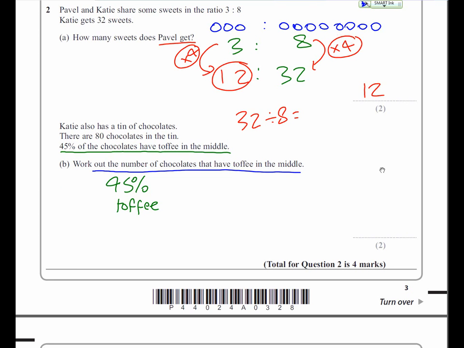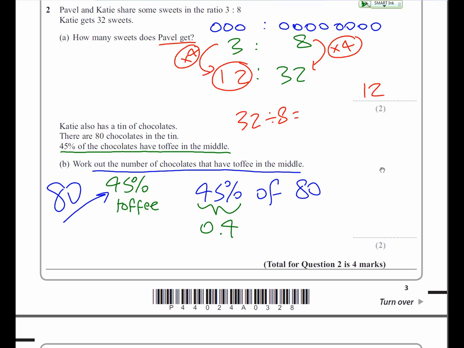So basically we started with 80, 45% have toffee, so we want to know 45% of 80. Now on a calculator paper, what I would do is say 45 as a decimal is 0.45, and this is your key number. This is called your multiplier. You can just do 0.45 times 80, and your calculator will give you the answer. That's a handy tip if you ever want to use your mobile phone for calculating the percent of something. So the answer is 36.